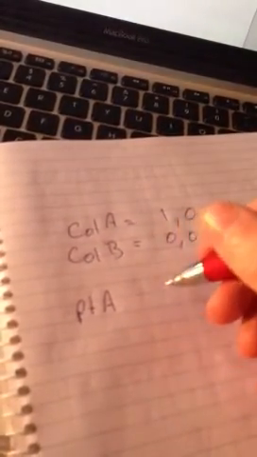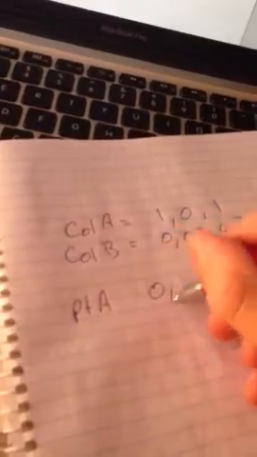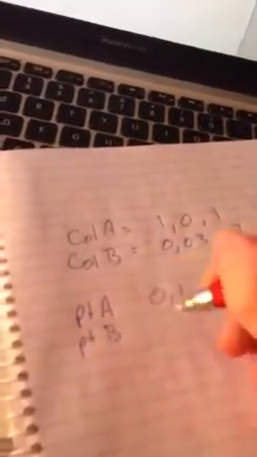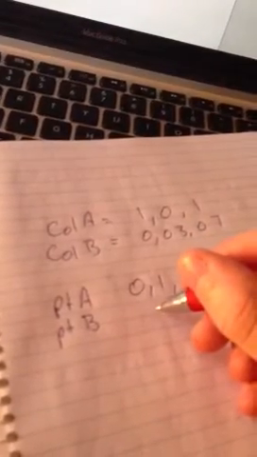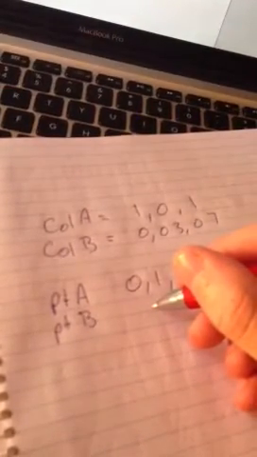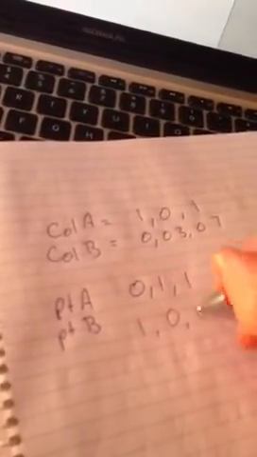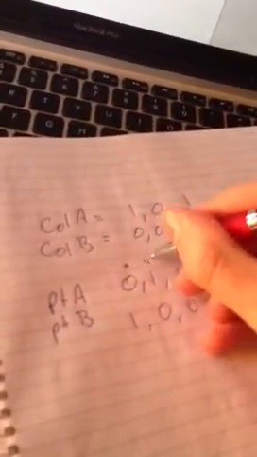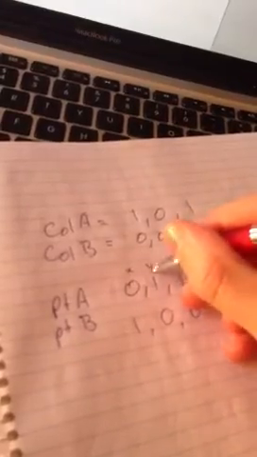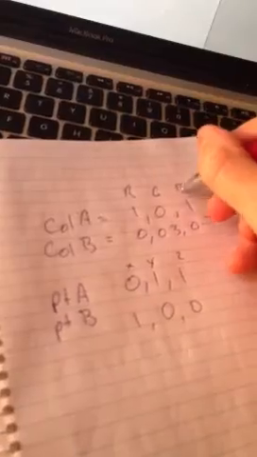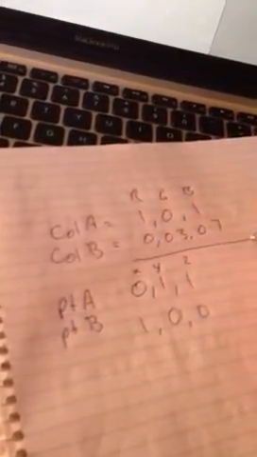Point A, which is GL vertex 3 of 0, 1, and 1. And point B, which is 1, 0, and 0. These are X, Y, Z, and these ones are RGB. Just put the line there to keep them separate.